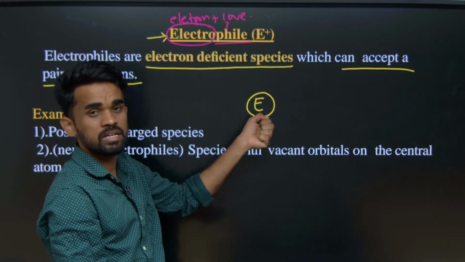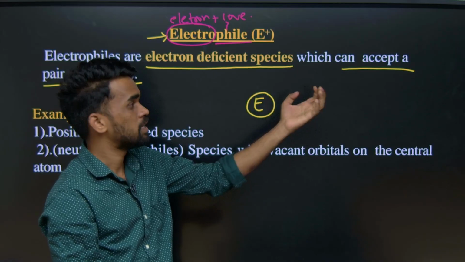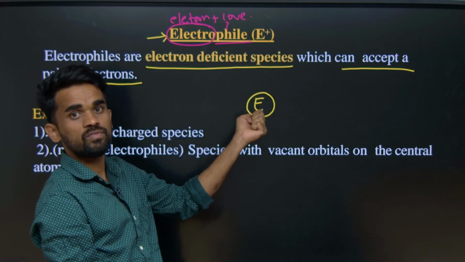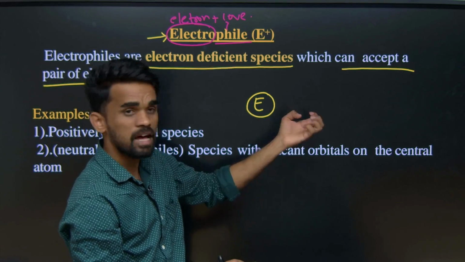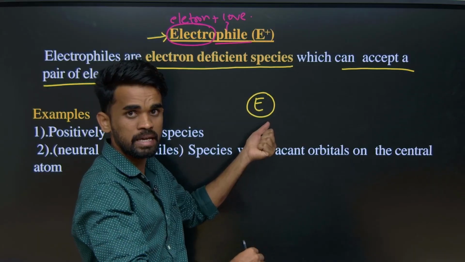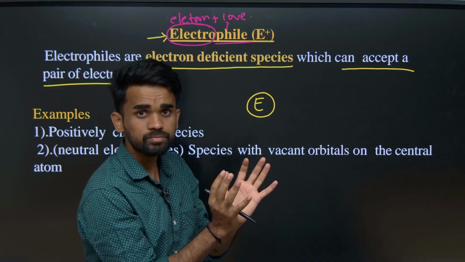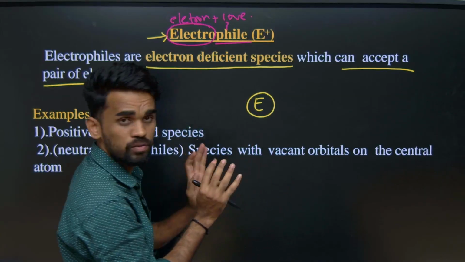Since it is deficient, it requires electrons from others. So what will the electrophile do? It will accept electrons from others. A pair of electrons is required for this electrophile to become stabilized. I hope the definition of electrophile is clear.